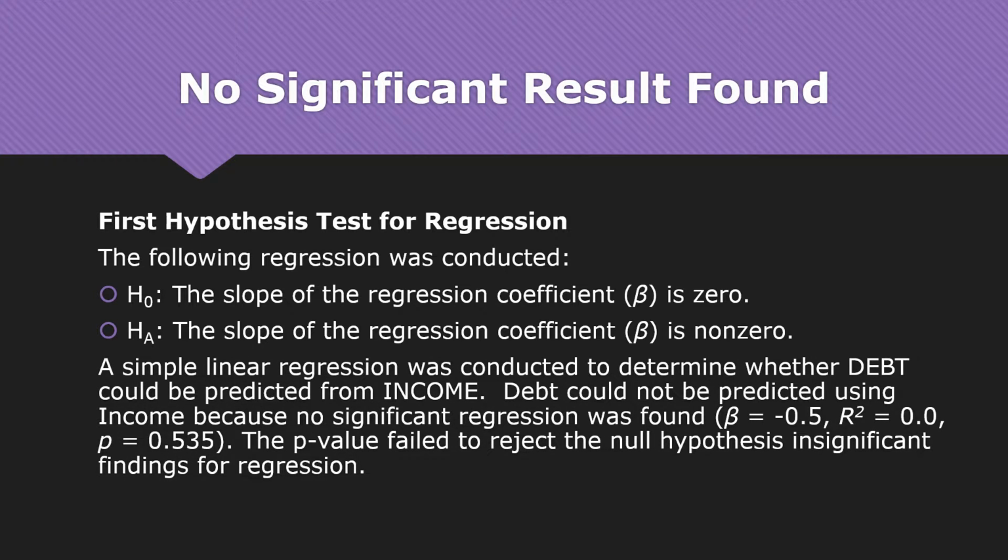A simple linear regression was conducted to determine whether debt could be predicted from income. Debt could not be predicted using income because no significant regression was found. Beta equals minus 0.5, R squared equals 0, and the p-value was 0.535. The p-value failed to reject the null hypothesis, so there were no significant findings for regression.